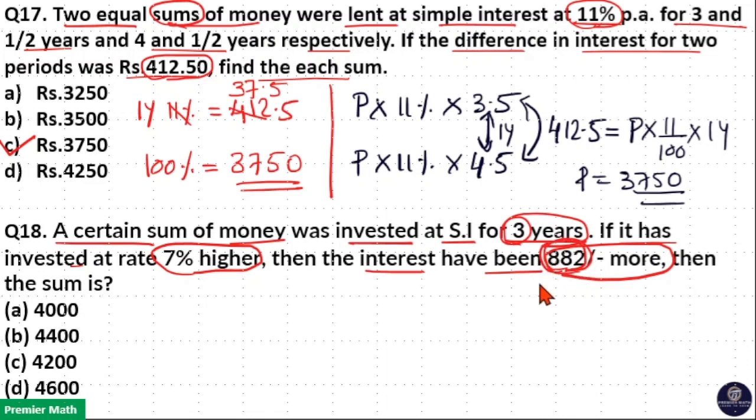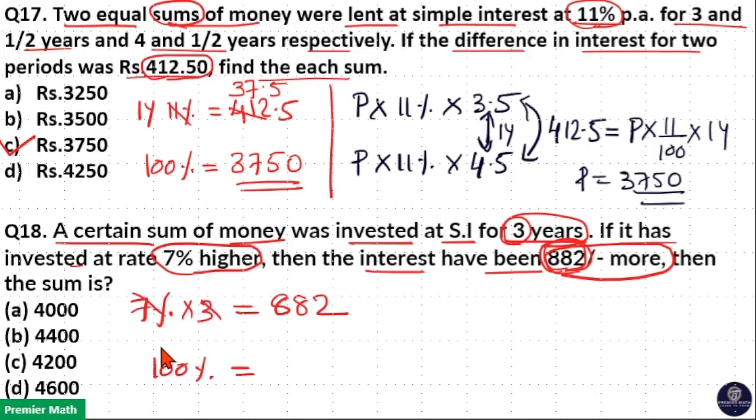That means, for 1 year, 7% is the increment in rate. For 3 years, 7 into 3, 21% is the increment in rate. Because of this, interest increased by 882. That is, for 3 years at 21% rate, interest received is 882. Then, 100% is the sum here.